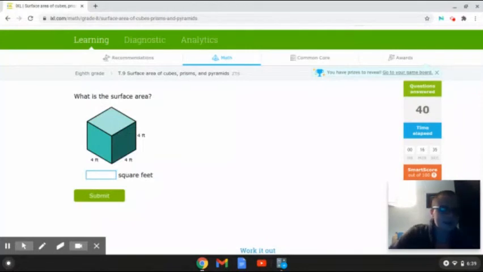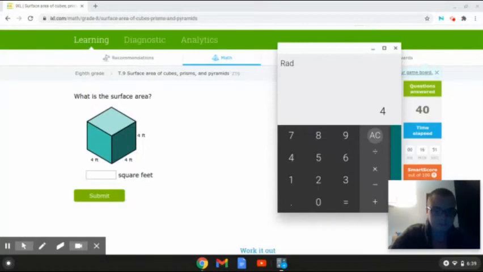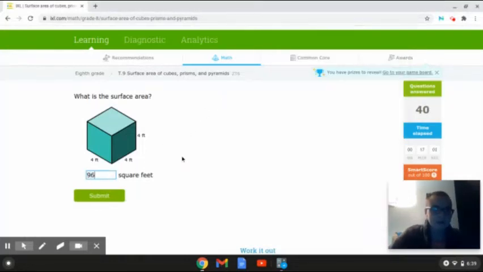Alrighty, so this last problem reads, what is the surface area? So as we can see here, the sides on this cube are 4 feet. And the way that we're going to be calculating the surface area is like we've been doing before in these last few problems, and I probably don't need to explain it again. First, we're going to do 4 times 4, which is 16. Then we're going to do 16 times 6 because there's 6 sides on a cube, and that will give us 96. So the surface area of this cube is 96 square feet. And that is how to solve this problem.